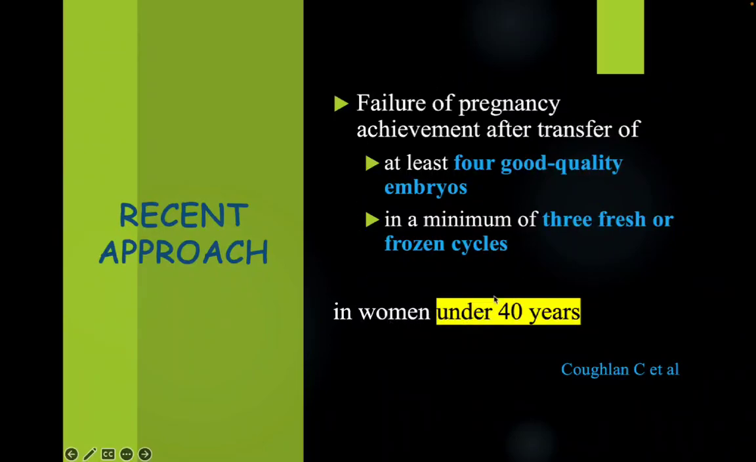So the crux of this whole topic is the definition of RIF given by Coughlan et al.: at least 4 good quality embryos in a minimum of 3 fresh or frozen cycles in women under 40 years of age. So this is the recent definition of RIF. I hope it is clear to you now. Thank you.